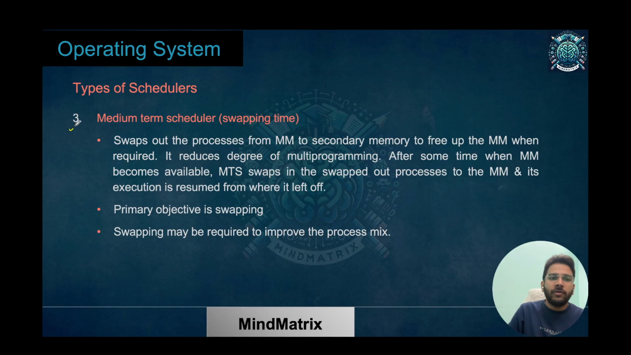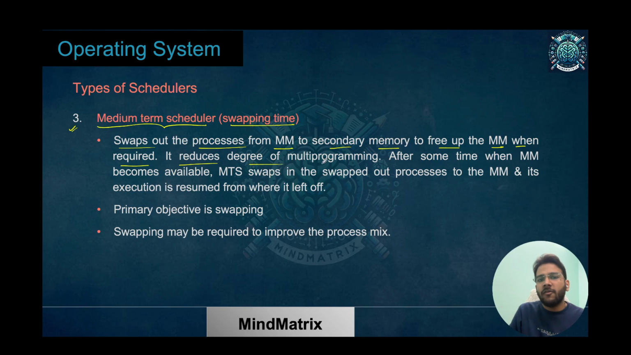The third scheduler we have is the medium term scheduler, which is responsible for swapping. It swaps out the processes from the main memory to secondary memory to free up the main memory when required. So whenever we want to free up the main memory, we are going to swap the processes from the main memory to secondary memory. When I say we are going to swap, that means the medium term scheduler is going to do that.